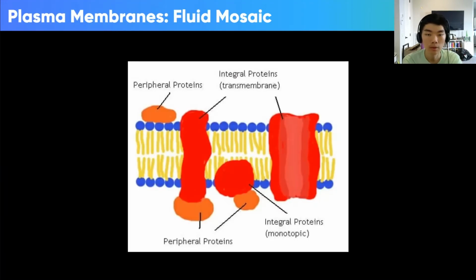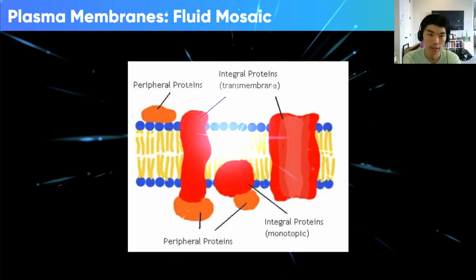There are many different types of proteins as well, such as transport proteins, signal transduction proteins, cell-cell recognition proteins, proteins that join cells together, and proteins that connect things that are part of the extracellular matrix or the cytoskeleton.